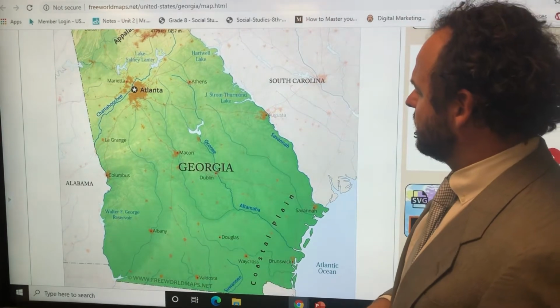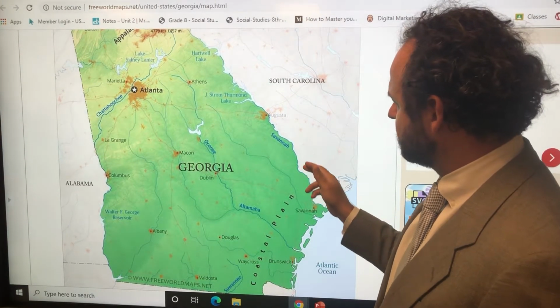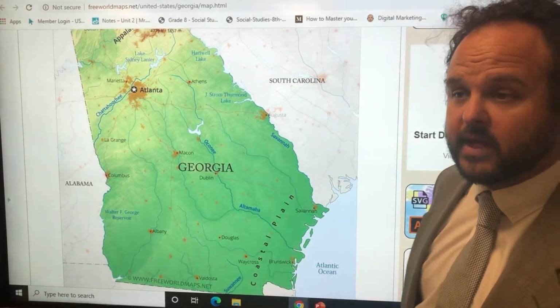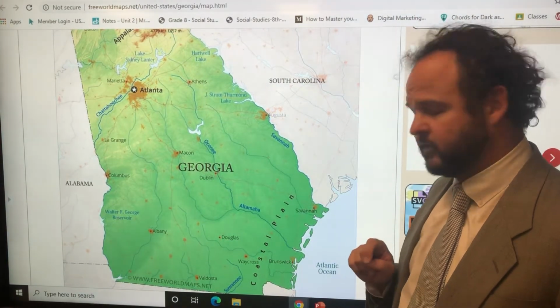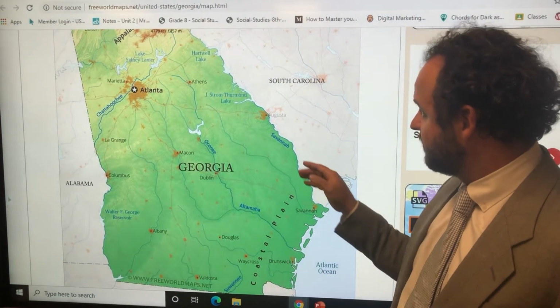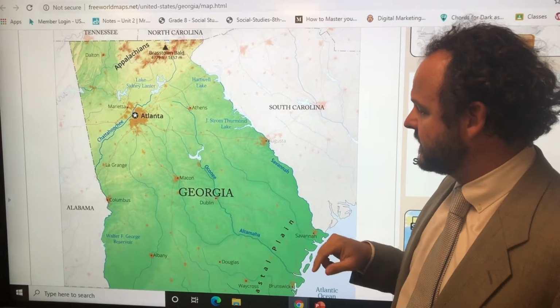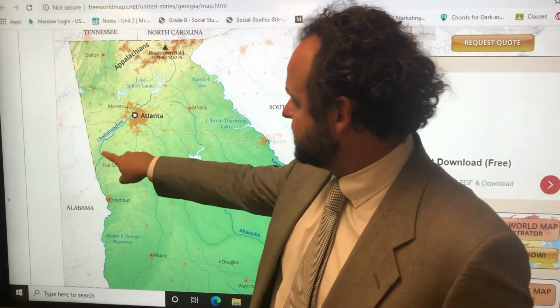So extremely important river here, the Savannah River. I don't know if we named the city after the river or the river's named after the city, but here's Savannah, first city in Georgia. And the Savannah River separates us from the state of South Carolina. It's also got a very important river over here called the Chattahoochee.